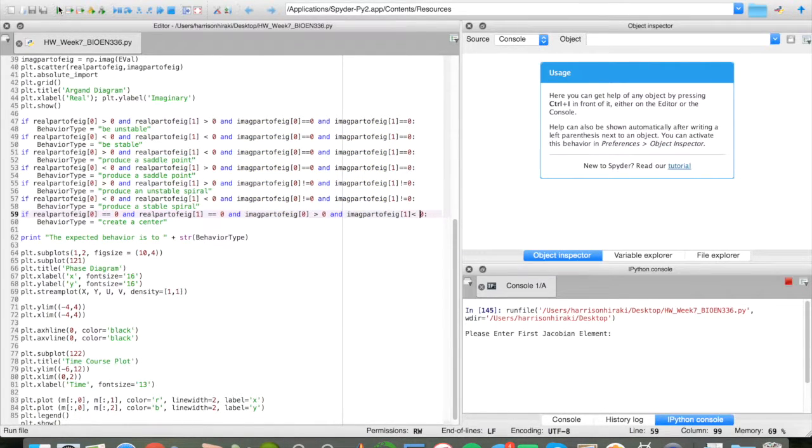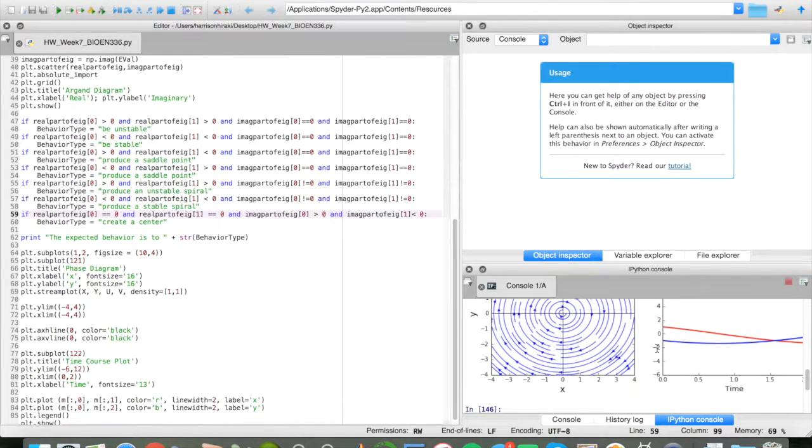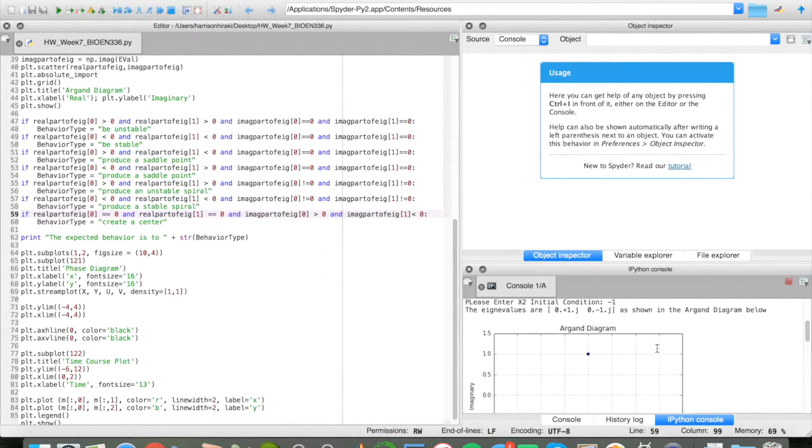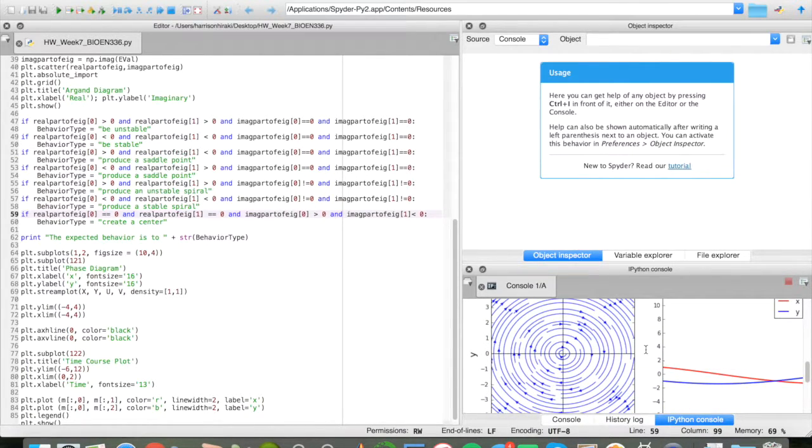Finally, let's take a look at what happens when the eigenvalues have no real components, but one is positive and one is negative. The result we see here is that it creates a center behavior. As shown in the phase diagram, the x values will oscillate and never reach stable or unstable conditions.